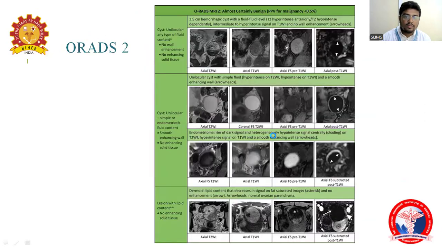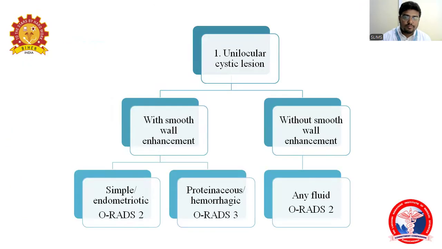So basically, first of all, you should see whether it is a cystic lesion or solid lesion. In case of cystic lesion, whether it is a unilocular cystic lesion or multilocular cystic lesion. If it is a multilocular cystic lesion without any solid enhancing area, any type of fluid other than lipid should be considered as O-RADS 3.